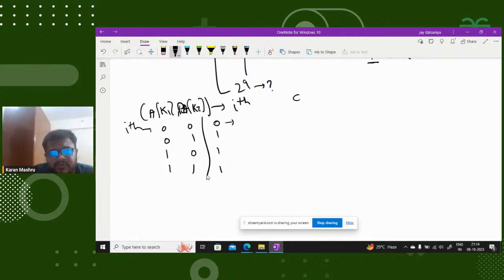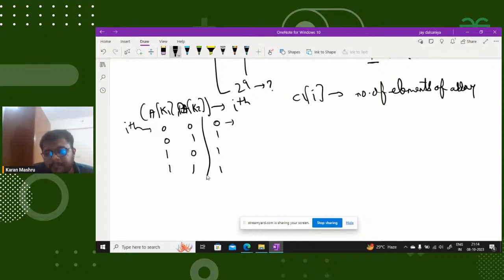So there are different ways of calculating it. Suppose C1 of i represents the number of elements of array A in which the ith bit is set.